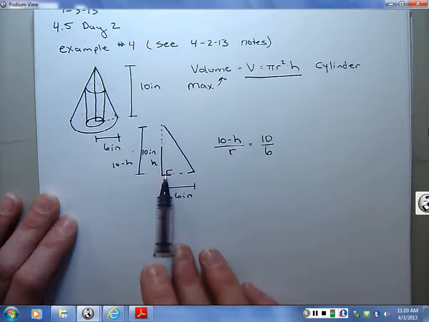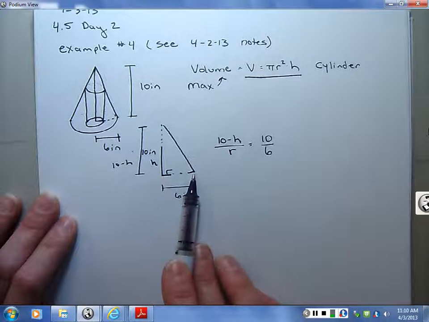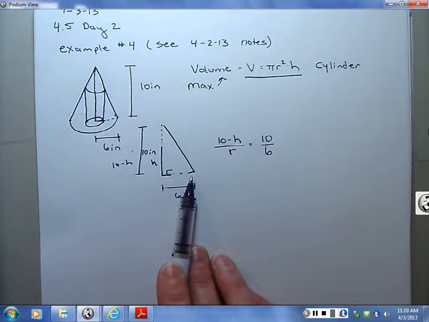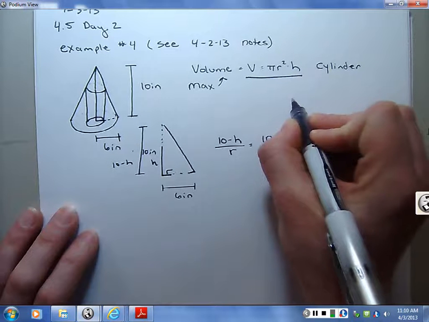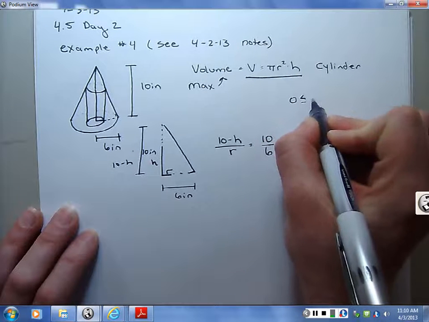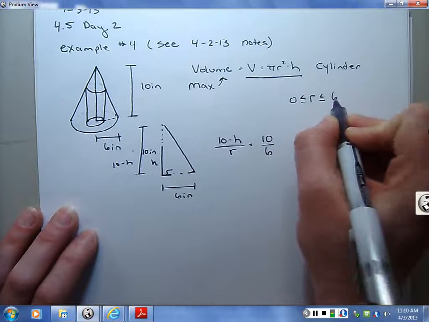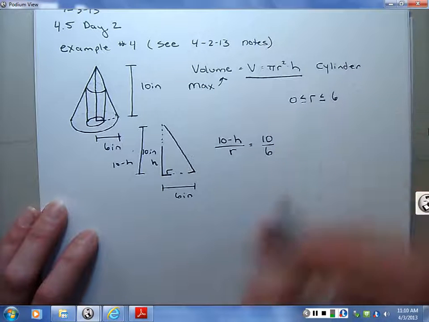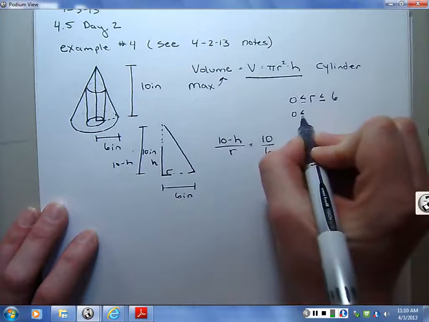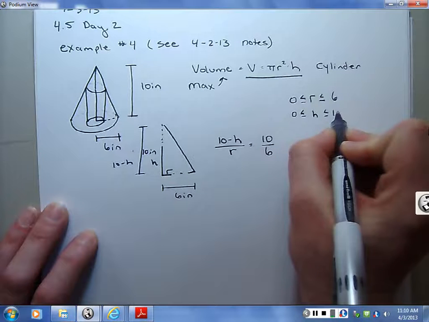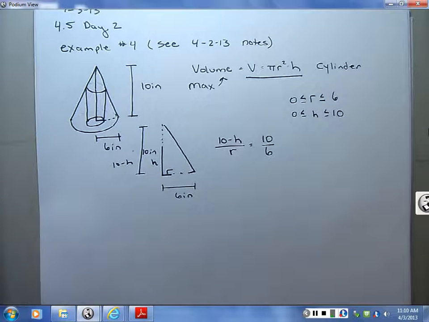This is the radius of my cylinder, and it has a maximum radius of 6. Right? So here I can say 0 is less than or equal to r is less than or equal to 6 for the radius. Or I could say 0 is less than or equal to h is less than or equal to 10 for the height, depending on if I'm looking at the volume in terms of r or in terms of h. Do you guys see where that comes from?